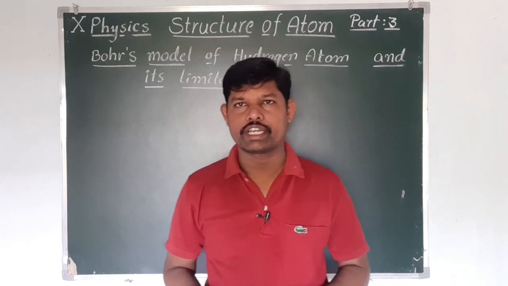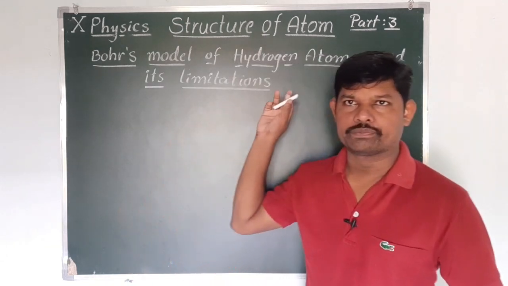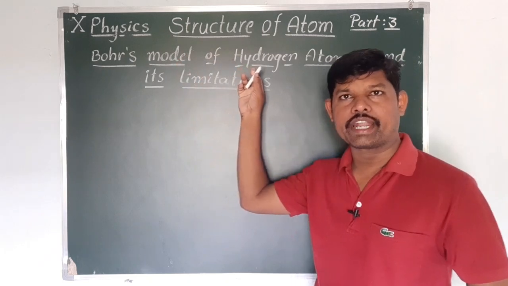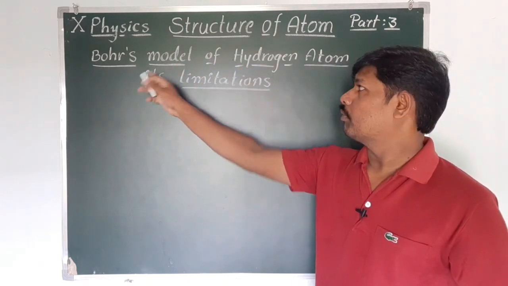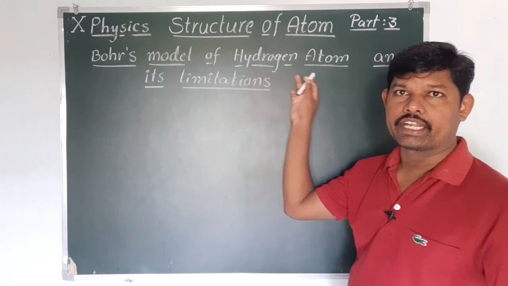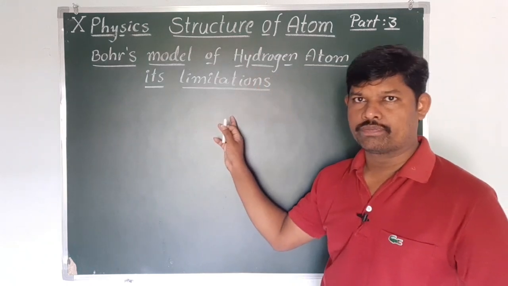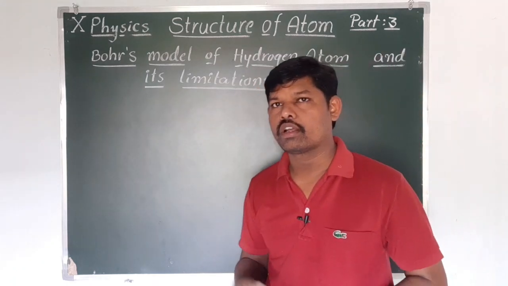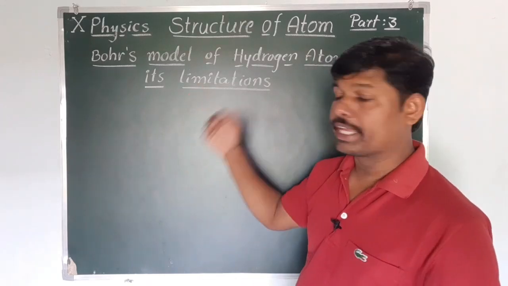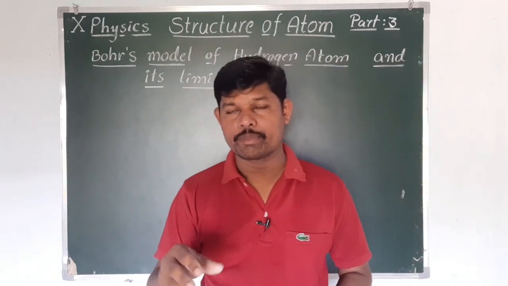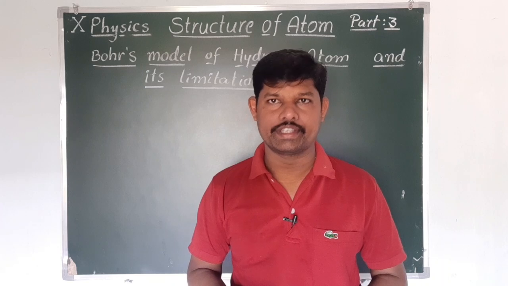So in this class let us discuss part 3, 10th physics structure of atom, Bohr's model of hydrogen atom and its limitations. So what is Bohr's model and what are the limitations? What he proposed about the atomic spectrum. So let us discuss in this class.